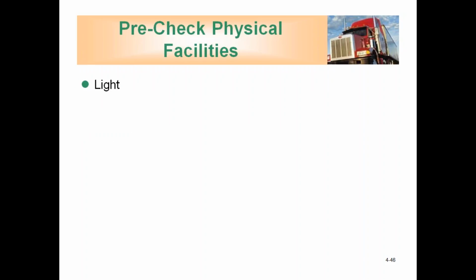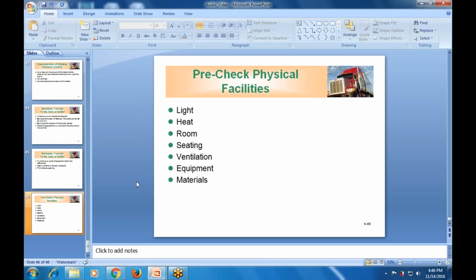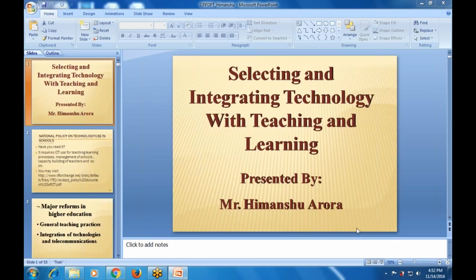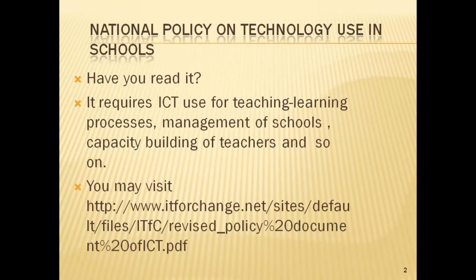Then pre-check physical facilities: light, heat, room, seating, ventilation, equipment, material. So these are a few of the materials that are used over here. The next part is how to select and integrate learning or teaching technology with teaching and learning. So first of all, we have to select the material and the technology, then we have to integrate this technology in the teaching and the learning.